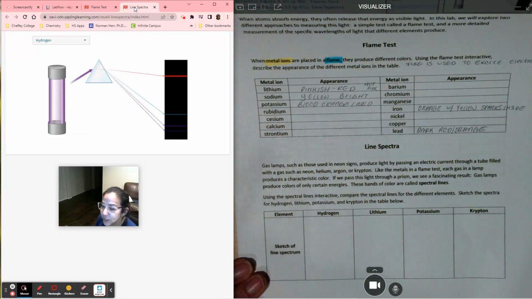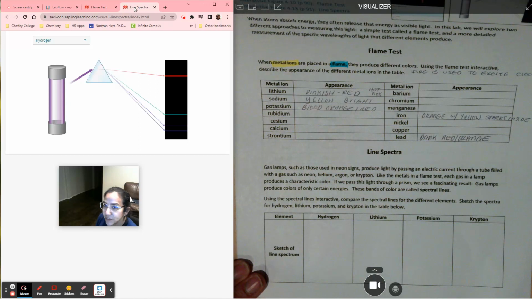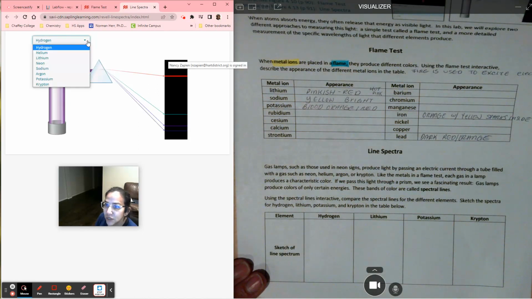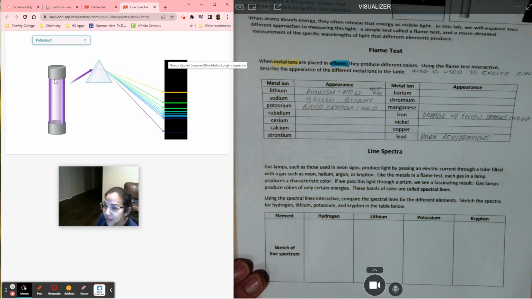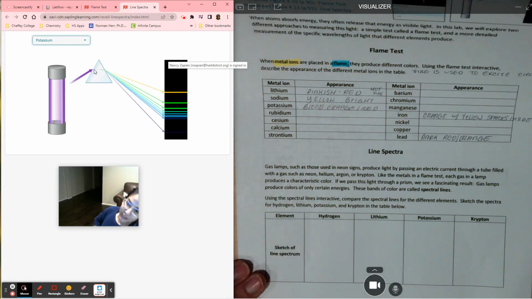Now it wants us to sketch the line spectra of each one of these. Right, so hydrogen is the first one being shown. Let's go ahead and jump to, let's do potassium, because I like the sound of it. Ooh, how pretty. All right, so in this case, we have the electrical charge and gas inside a tube. And this is potassium gas. And the potassium gas and electricity is being shown through a spectrum, right? The spectrum distributes the light, or disperses the light. And all the light colors of potassium are visible to us. It gets shown to us.